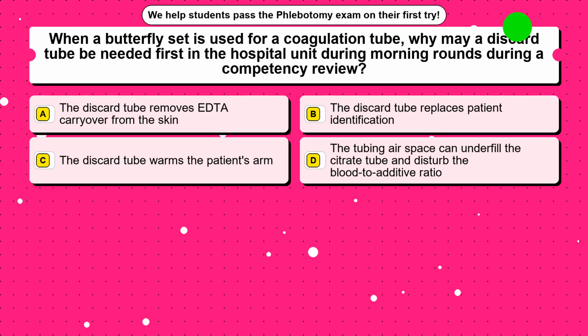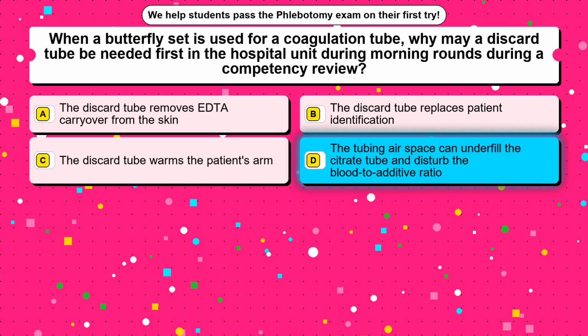Question 23. When a butterfly set is used for a coagulation tube, why may a discard tube be needed first in the hospital unit during morning rounds during a competency review? Option A. The discard tube removes EDTA carryover from the skin. Option B. The discard tube replaces patient identification. Option C. The discard tube warms the patient's arm. Option D. The tubing airspace can underfill the citrate tube and disturb the blood to additive ratio.